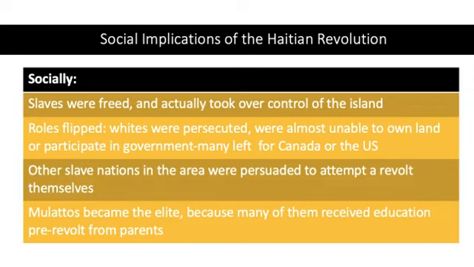And you can see that people who are the gens de couleur, or people who are of mixed race, a lot of times they are going to become the elite. They are going to take over some of the bigger plantations, and a lot of them already had an education before the revolt even took place. So they're going to be the ones who are coming into power socially.